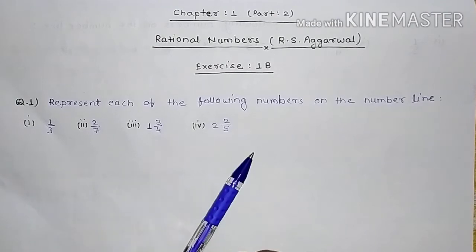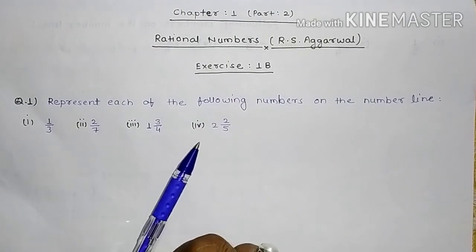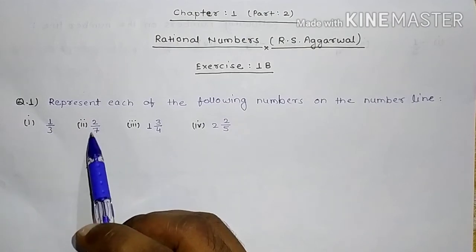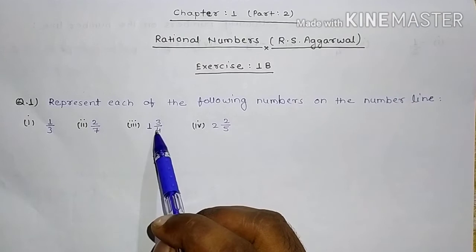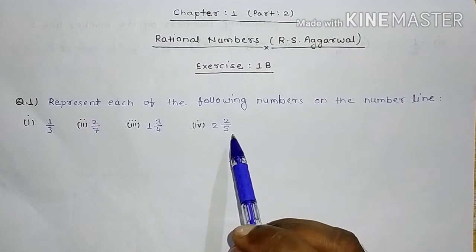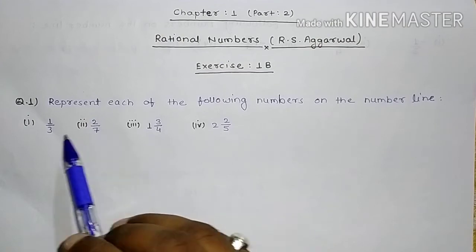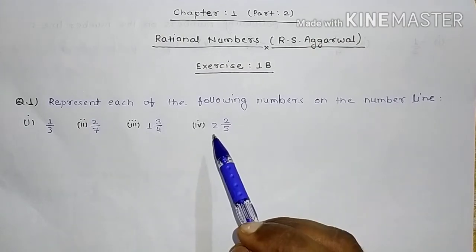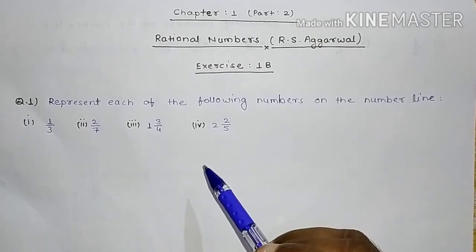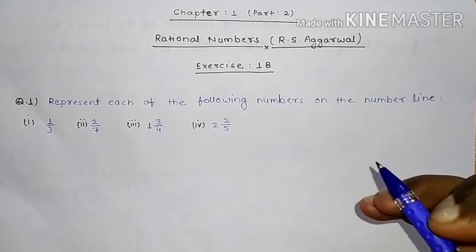Here some questions are given and we have to represent these numbers into number line. Now the first question, that is 1 by 3, second is 2 by 7, third is 1 3 by 4, and fourth is 2 2 by 5. Now these numbers are positive numbers. So in this question we will discuss the representation of numbers on the number line. Here all are the positive numbers, and in next question, in question number 2, we will discuss the representation of negative numbers on the number line. Now question number 1.